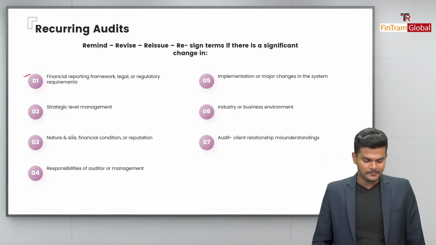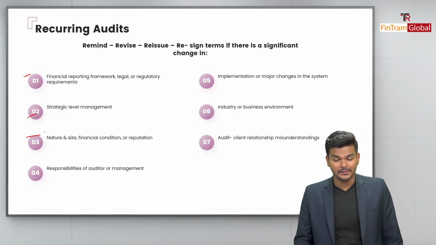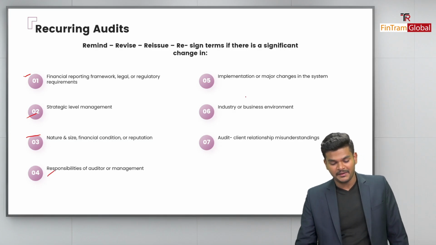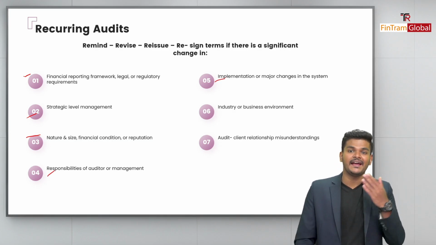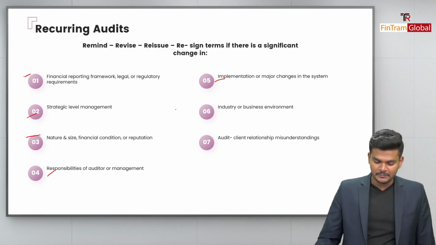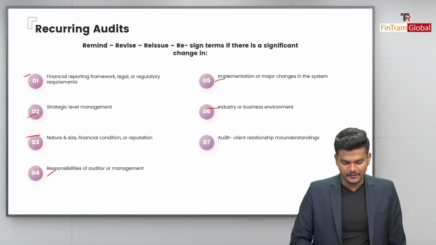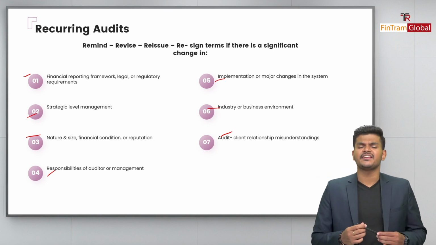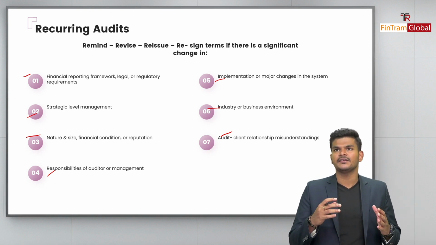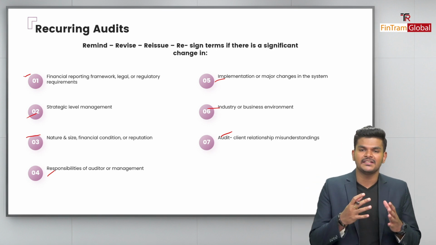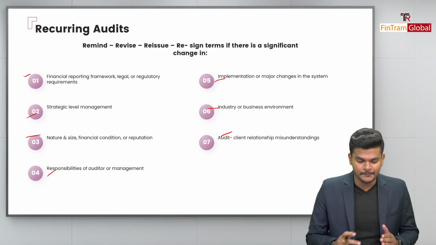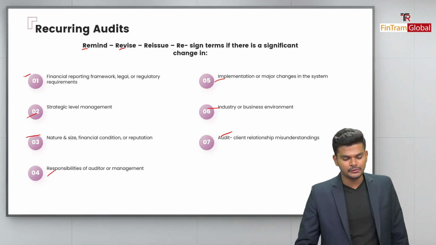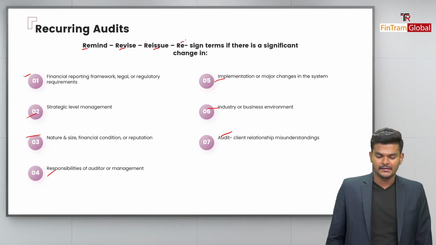The strategic level management, the nature and size and conditions or reputation of the client, the responsibilities of the auditors and the management, implementation or major changes in the system like the IT systems, etc., industry and business environment, as well as audit client relationship misunderstandings as well. So if there's any change or any new changes that need to be implemented within that particular audit engagement letter, then what we do is we remind, revise, reissue, and get it re-signed from the management.